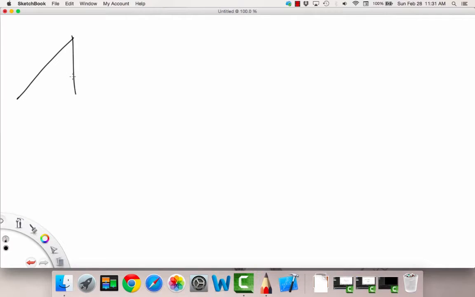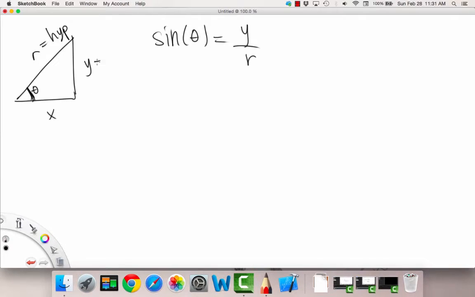Let's redraw our triangle here. This is r, this is y, this is x, and then we have our angle sitting here. We said sine is equal to y over r. Here r is our hypotenuse, y is the opposite leg, and x is the adjacent leg, because it's right next to our angle. Our angle touches it. Opposite just means it's not touching our angle at all. So here's our useful phrase again, and I'll write it down here at the bottom.